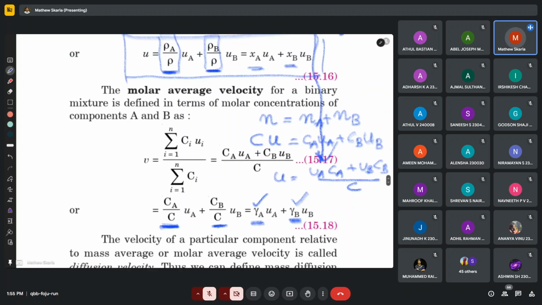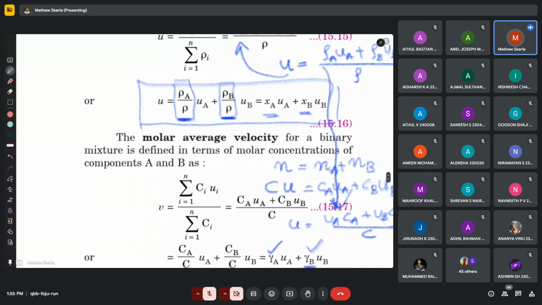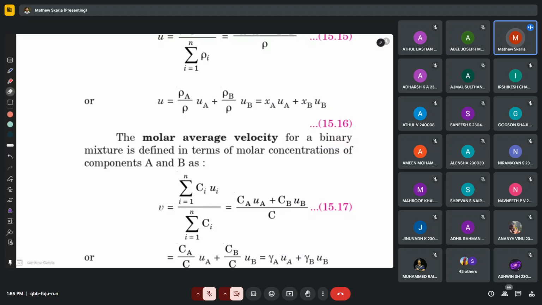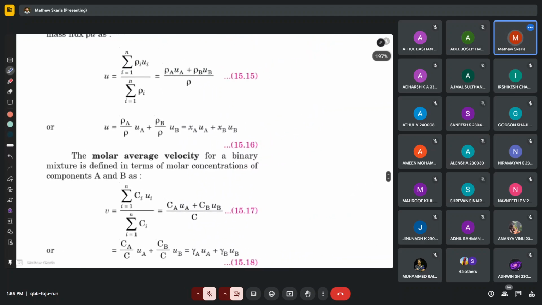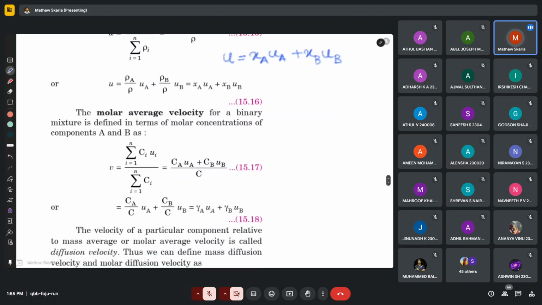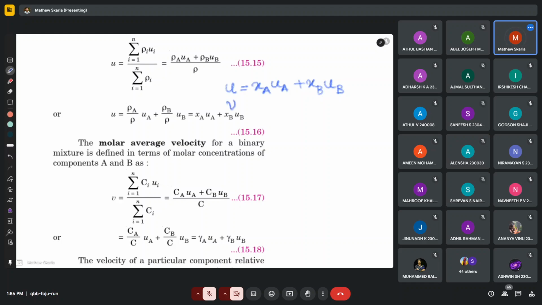Okay. So we have mentioned two velocities. One is the mass average velocity and the other is the molar average velocity. For mass average, usually the textbook shows only this final expression, that is U, the mass average velocity, equal to xA UA plus xB UB. Now, in terms of molar, we use U is equal to, instead of x, gamma A UA plus gamma B UB. That is the molar average velocity.